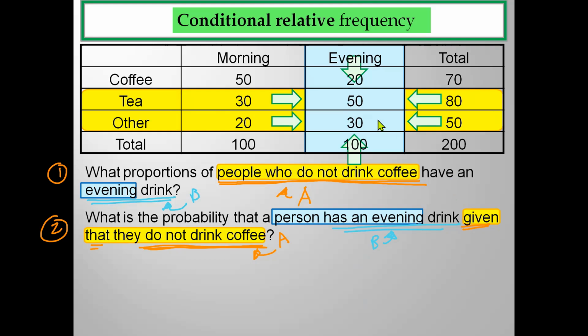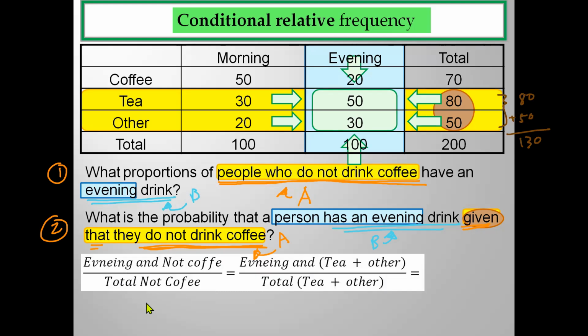Since the overlap of do not drink coffee and in the evening is tea, with 50 in the evening, and other with 30 in the evening, we're going to calculate that as 50 plus 30. And we remind ourselves, because we have the given statement, our new total, meaning the marginal frequency, would be 80 plus 50, which gives us 130 as our new total.